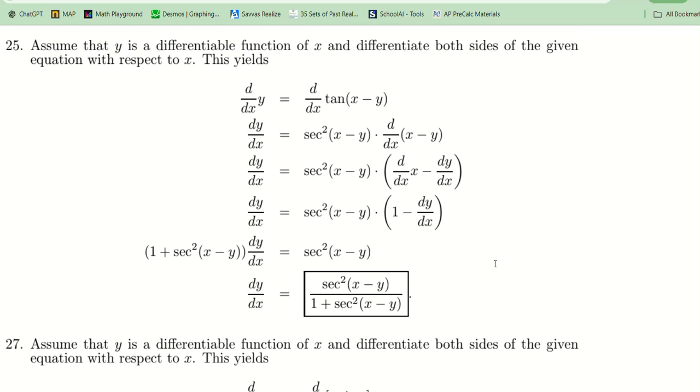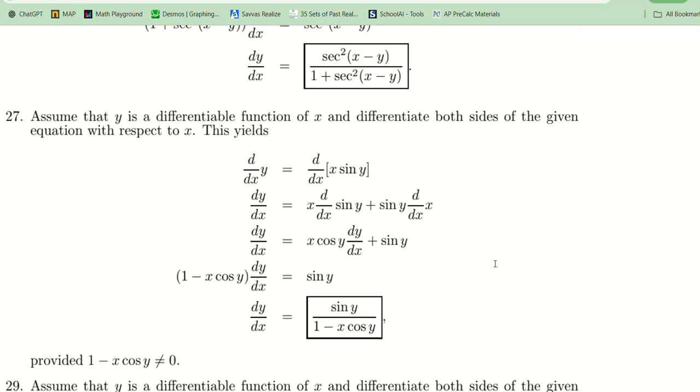Are we just already halfway through? Are we going to spend today just practicing some more of these? I'm cool with that. I even have a whole list of problems that we can practice with, which is kind of neat. Okay, a couple more, and then I'm fine with just working problems today. 27: sine y over 1 minus x cos y.